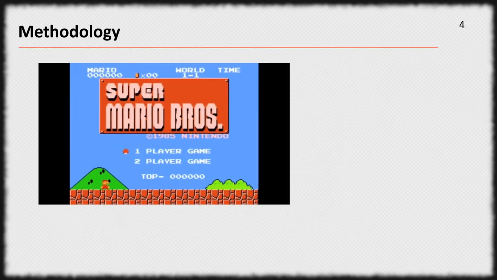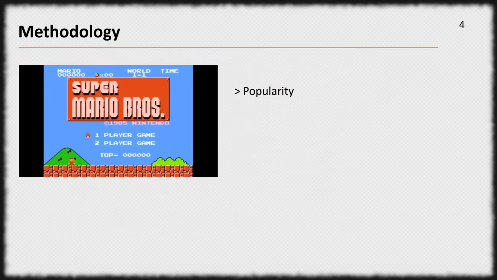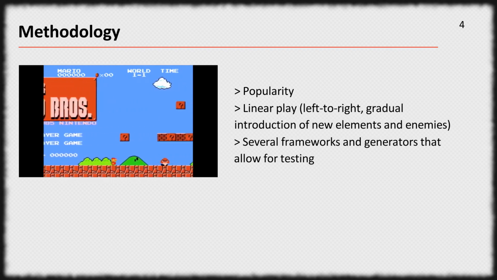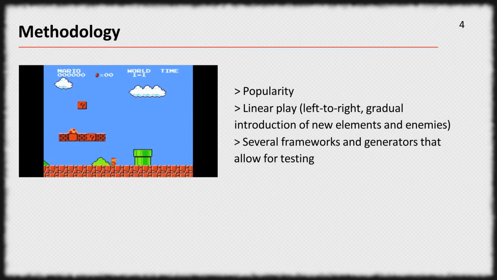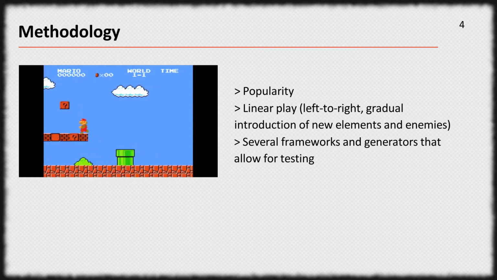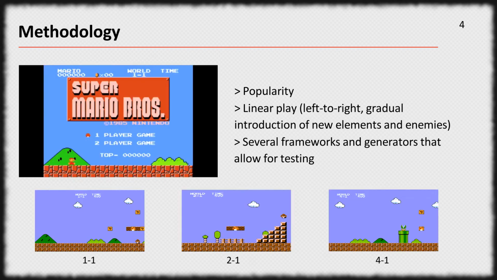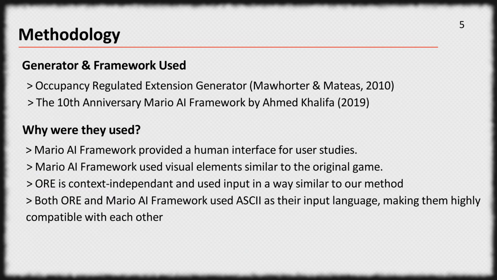We selected Super Mario Bros. as our game of choice due to its popularity, its linear nature of play, and the availability of frameworks and generators. However, the original game has 8 worlds, wherein each world has 4 levels. Creating a playable summary of all the levels would be a Herculean task and out of the scope for this thesis. Therefore, we select 3 levels to be summarized into our summary level. These levels are 1-1, 2-1, and 4-1. We use the Occupancy Regulated Extension generator to generate our summary levels. Furthermore, our user studies are conducted using the Mario AI framework.